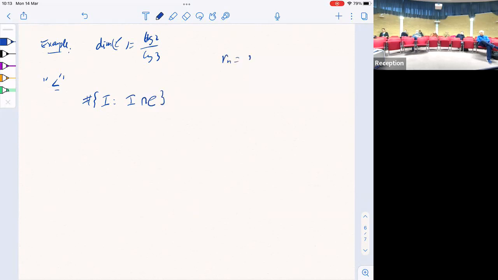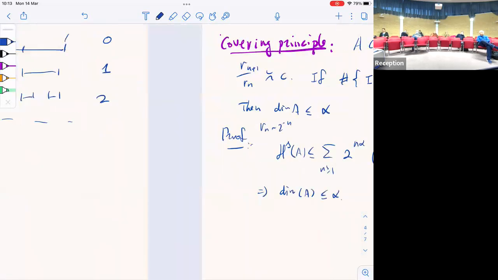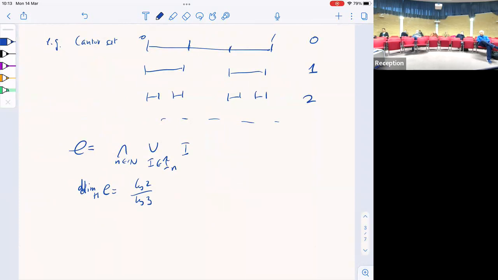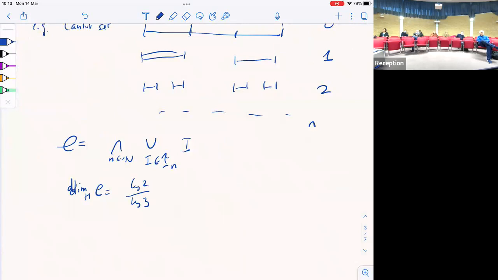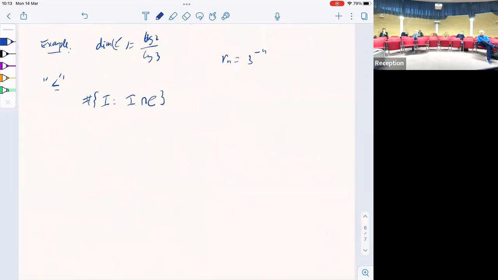So let's say I take r to be 3 to the minus n. From this picture, from the cartoon, we see that at scale n, each interval has length 3 to the negative n, and there are in total 2 to the n intervals at this level. If I choose like this, then I'm going to have 2 to the n, which is 3 to the n log 2 over log 3. So this is what I want, right? This is 1 over r_n to this power, which gives us the upper bound for the Hausdorff dimension.